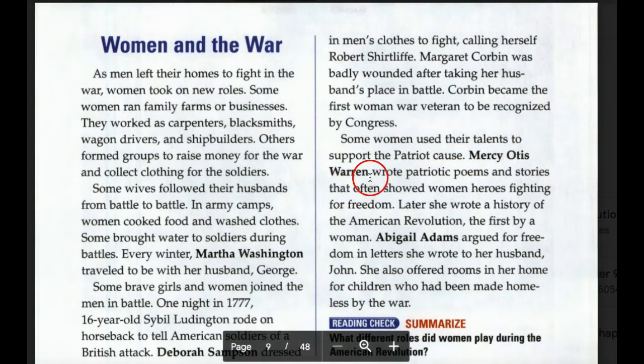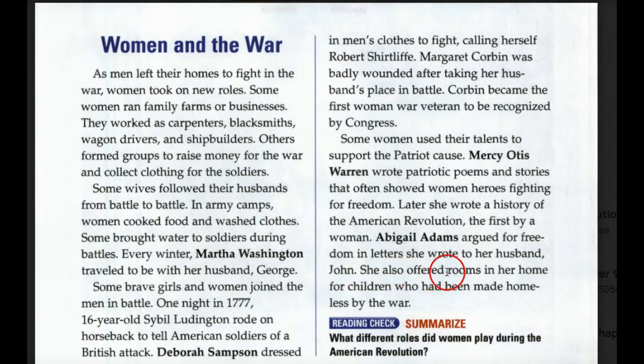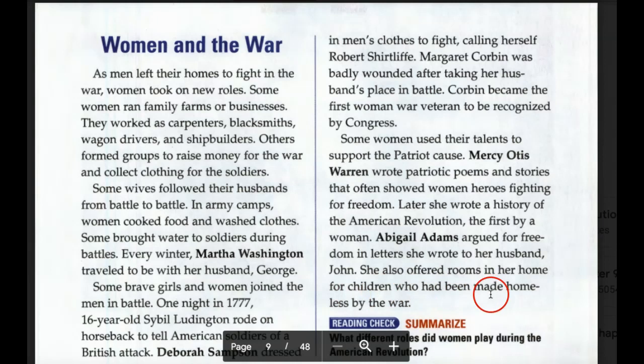Mercy Otis Warren wrote patriotic poems and stories that often showed women heroes fighting for freedom. Later, she wrote a history of the American Revolution, the first by a woman. Abigail Adams argued for freedom in letters she wrote to her husband, John, our second president, John Adams. She also offered rooms in her home for children who had been made homeless by the war.